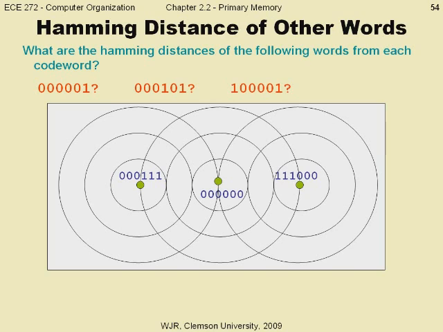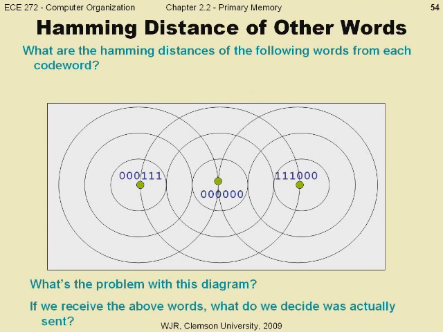Well, what about 100001? It is 2 away from the all zeros case, and 3 away from the other 2, making it extremely hard to show on this 2D graph. But the most important question is, how do we decode these erroneous received words?